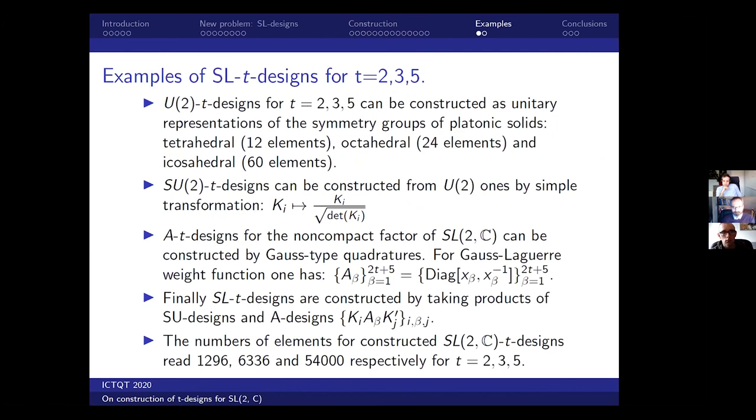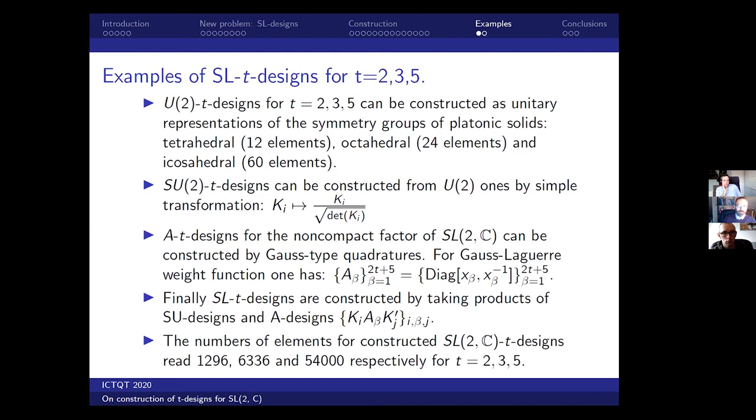Okay, and as an example, let's discuss the situation for T equal to 2, 3, and 5. I take this example because we know that the unitary designs, the U2 designs, for these values of T can be constructed by taking the unitary representations of symmetric groups of platonic solids: the tetrahedral, octahedral, and icosahedral group. They need not always be SU2 matrices, but we need SU2 designs. But this is not a problem, because we can make an SU2 design from a U2 design just by dividing each element of the U2 design by the square root of the determinant of the matrix, which maps the U2 design into an SU2 design.